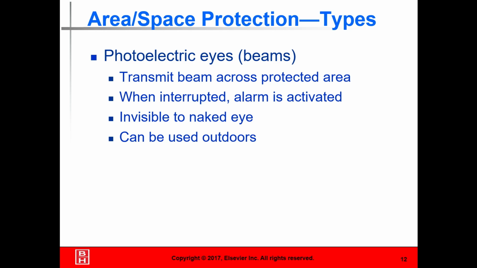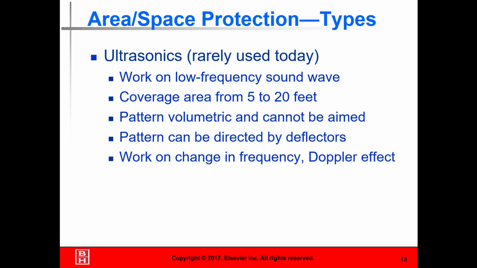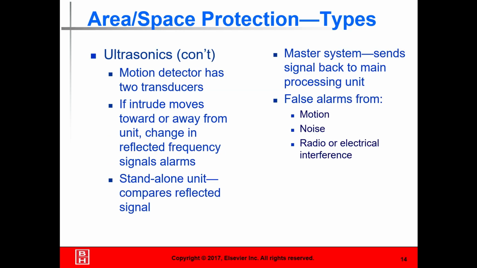Photoelectric eyes. These devices transmit a beam across a protected area. When the intruder interrupts the beam, the circuit will send out an alarm. Ultrasonic, although very rarely used today, works on low voltage sound wave projection from the unit. The frequency is in kilohertz. The area coverage can be anywhere from 5 to 40 feet. Volumetric aim: deflectors come at 90 degrees, so you can actually aim them around the area. Motion, objects that move in the path, can set it off.